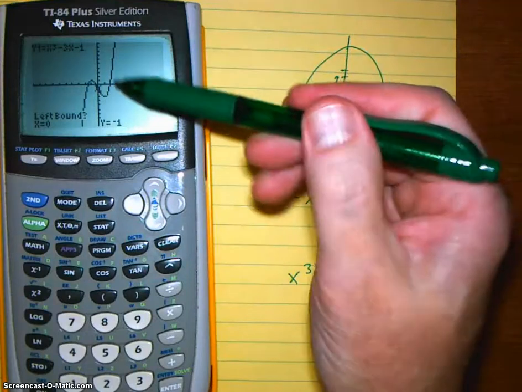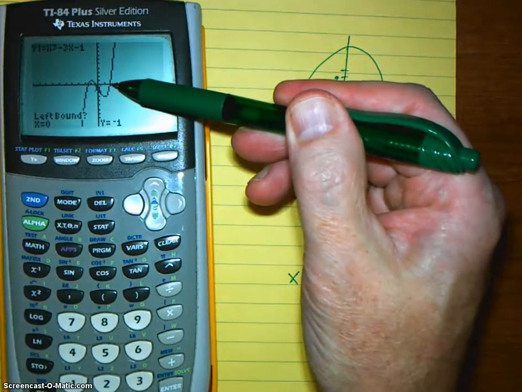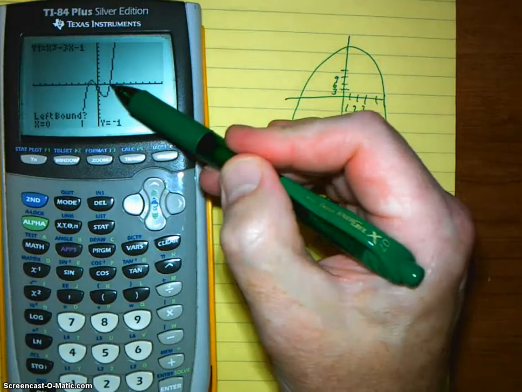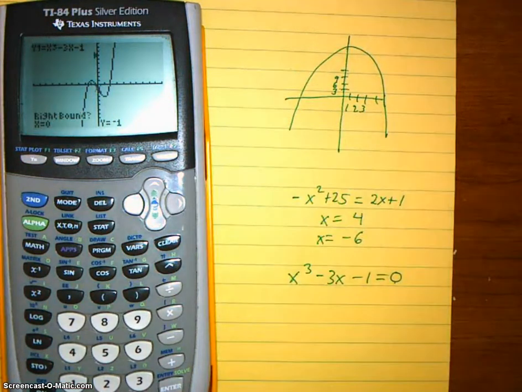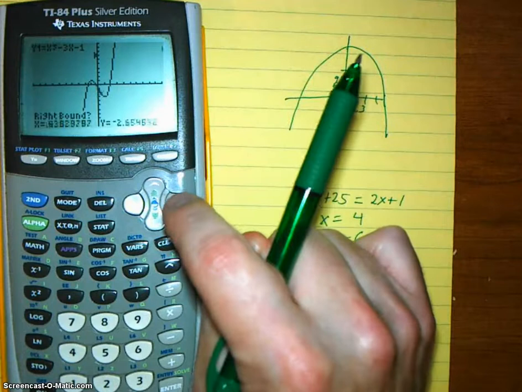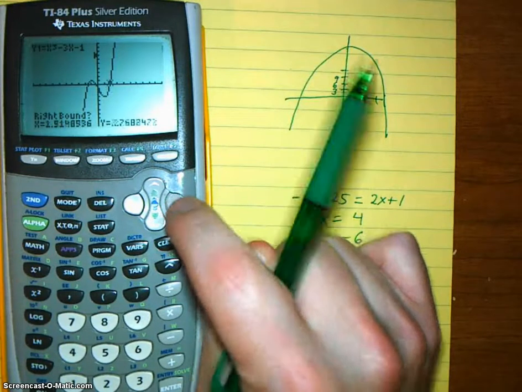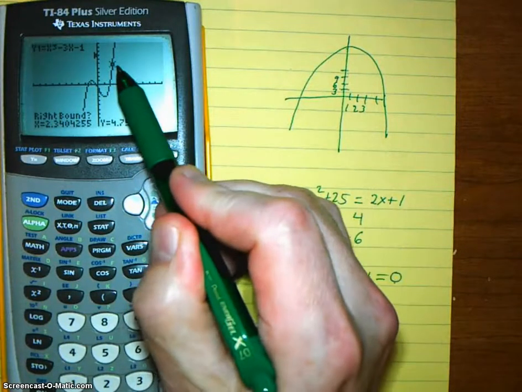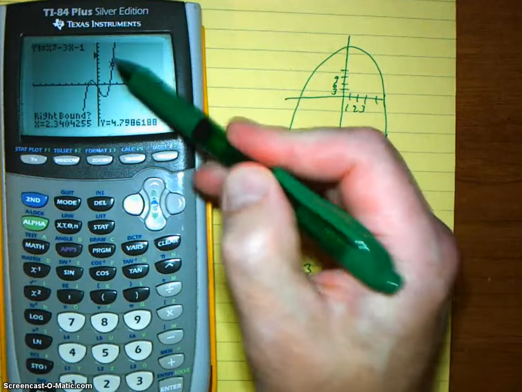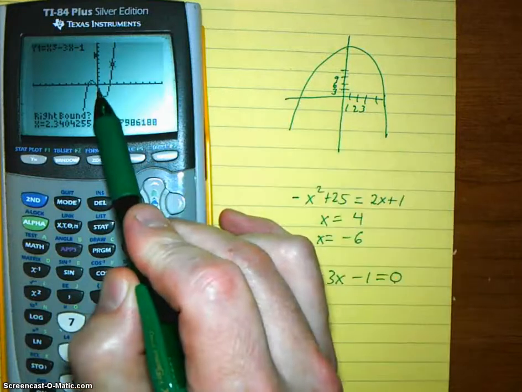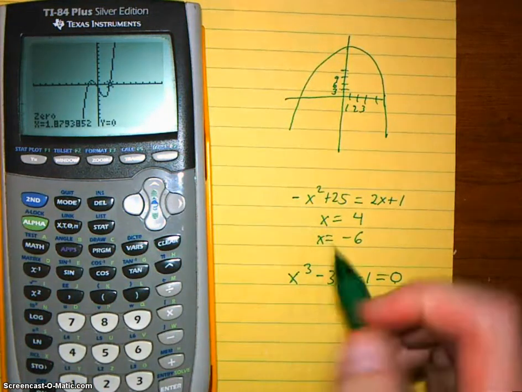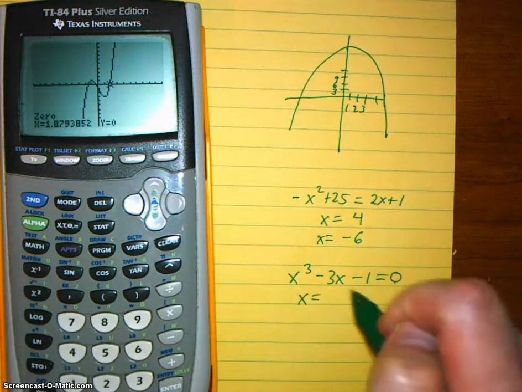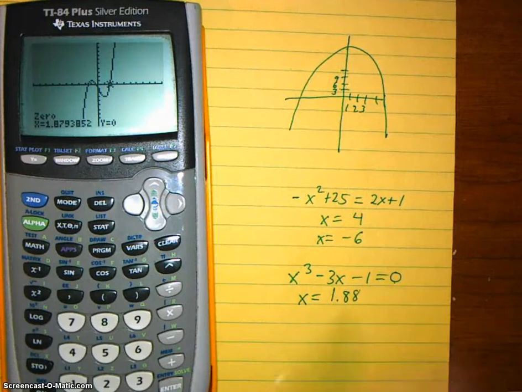All right, so let's say we're trying to find this point right here. It says, is this a left bound? Which means it just wants us to be somewhere left of that point. We are left of it. Enter. Wants a right bound. So we move over so that we're right of that point somewhere. Notice the up and down doesn't matter. It's really the left and right. I hit enter. It asks for a guess. Hit enter. So one of the answers is x equals, we're going to call it 1.88, rounding to 2 decimal places.